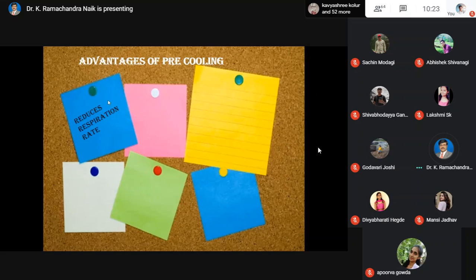Then, methods to improve the post-harvest life and quality of cut flowers. One of the important operations done in the post-harvest management of flowers is conditioning.